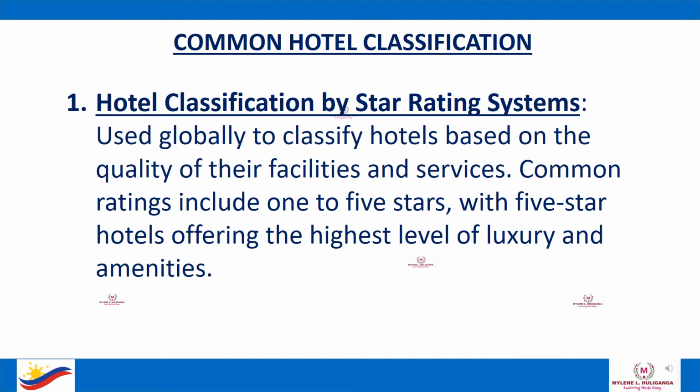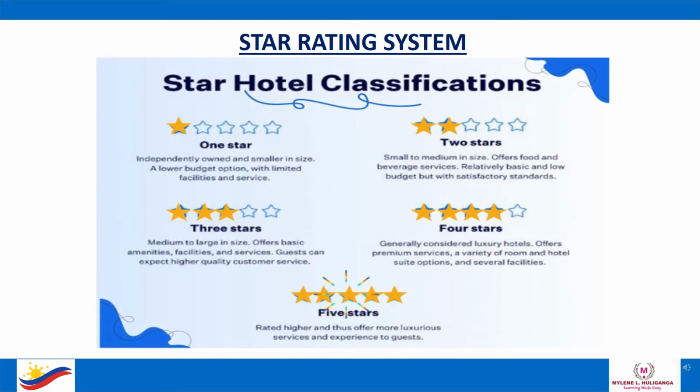We will discuss the different types of hotels and their categorizations. Let's begin our analysis of different types of hotels by looking at their classes. There are a lot of ways you can classify hotels, but here are 7 of the most common. First is the star rating system, used globally to classify hotels based on the quality of their facilities and services. Common ratings include 1 to 5 stars, with 5-star hotels offering the highest level of luxury and amenities. Here are the brief descriptions of the star rating system, or the star hotel classifications.